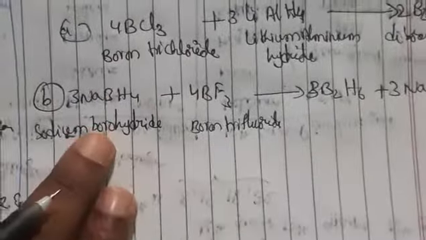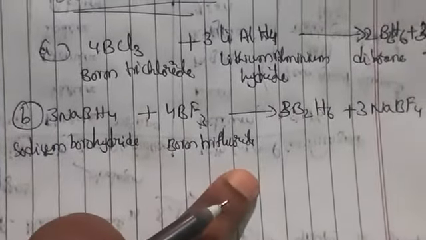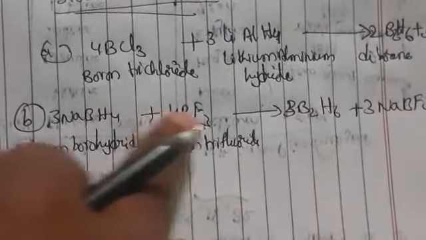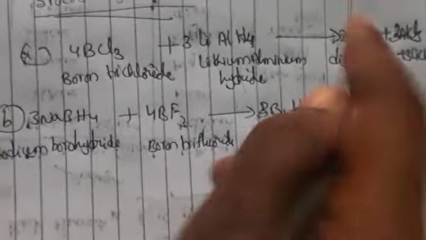So what we are taking here? Sodium borohydride, which is treated with boron trifluoride. When you react these two, diborane is obtained, and it forms 3NaBF4. So this is one of the preparations.